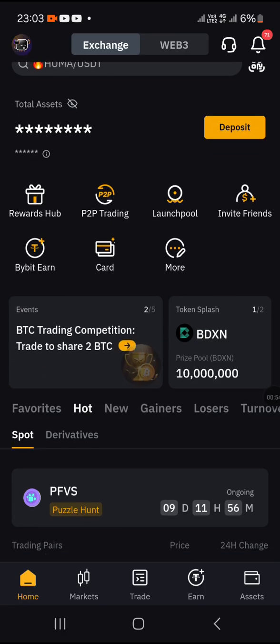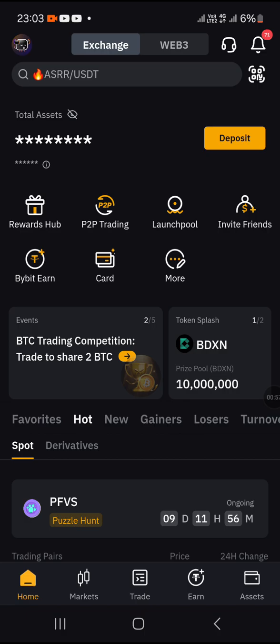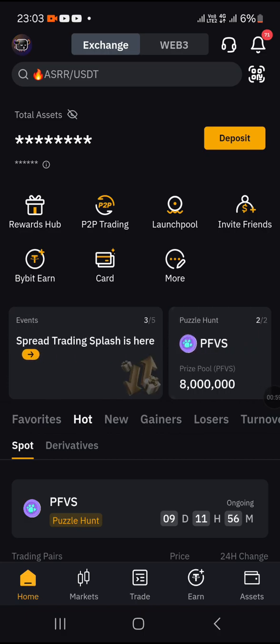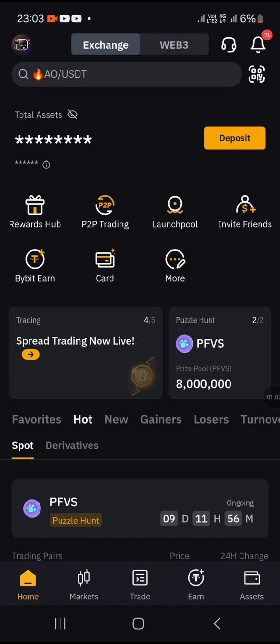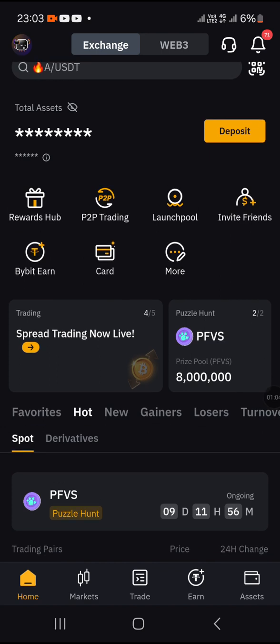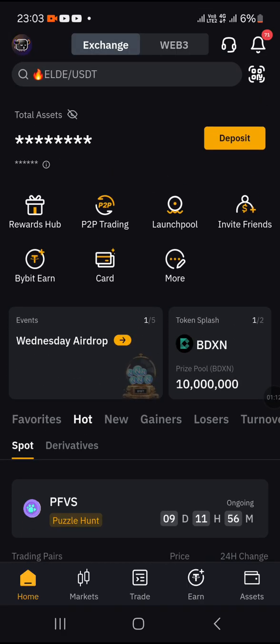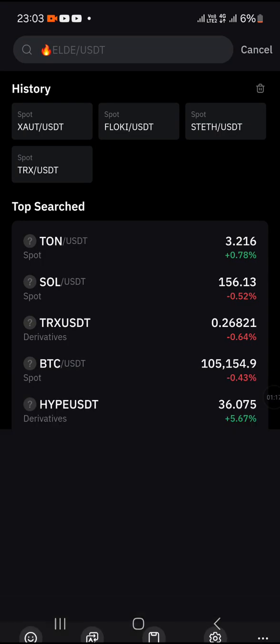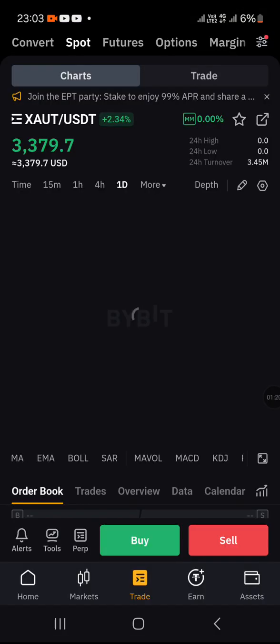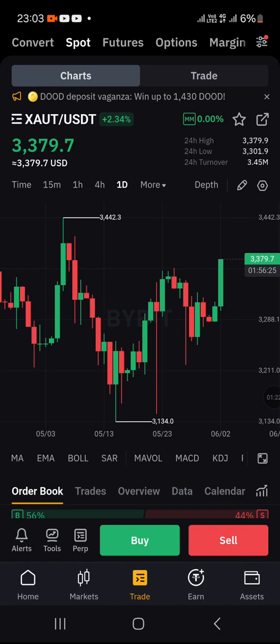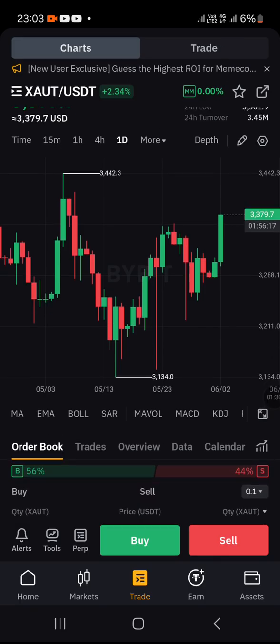If you want to trade gold, it is mostly traded on forex, but I personally use BTC Dana to trade gold. And this gold is what we call the XAUUSDT, which has a current price in the market now of 3,379.7, which is roughly 5 million in naira.